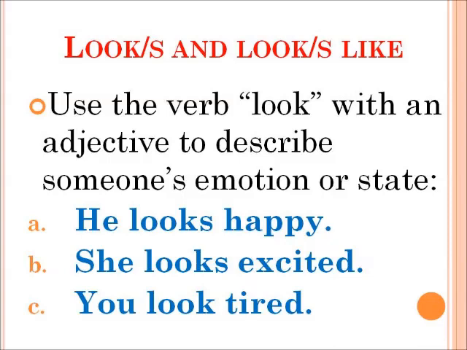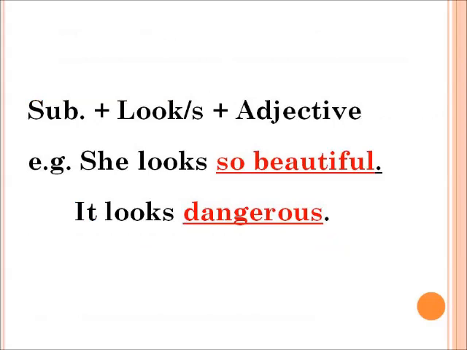So subject plus look or looks plus adjective. It depends upon look or looks. If there is a singular noun, we will use looks. If there is a plural noun, we use look. She looks so beautiful. It looks dangerous. So beautiful and dangerous are adjectives here. So one thing we remember, with look or looks, we need to use adjective only. Adjective means that which can describe a noun, right?